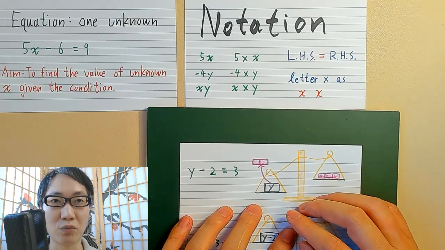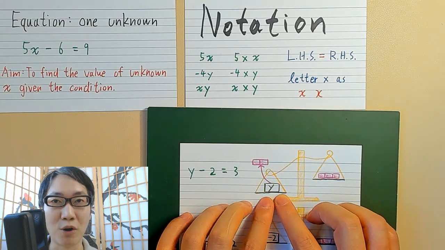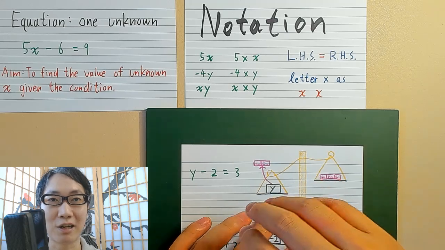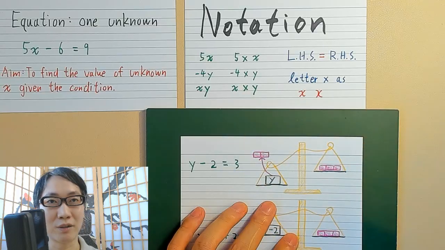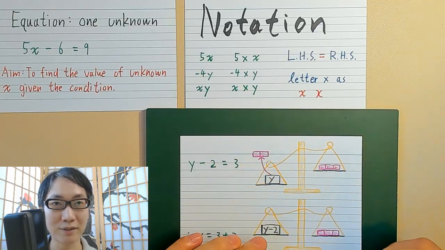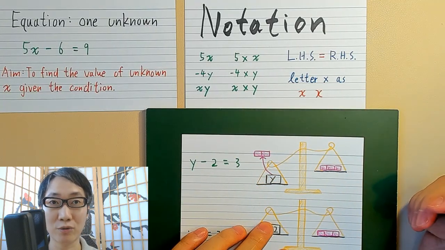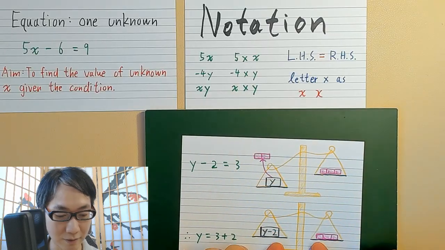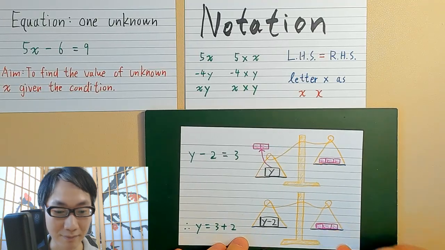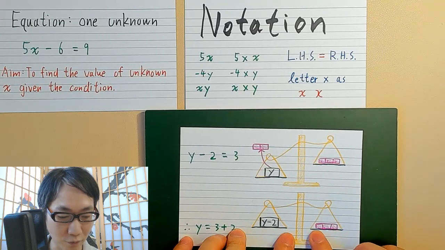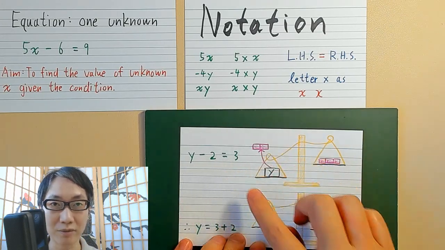So we don't know how much y is. Then we take away blocks from y. y is like a box. We have some unit masses inside, but we can't see how many. So we grab one and the balance moves, but not equal yet. And then we take away one more. So in total we take away 2. Then both sides are equal. So we have y minus 2 equals 3. This scale represents this equation.